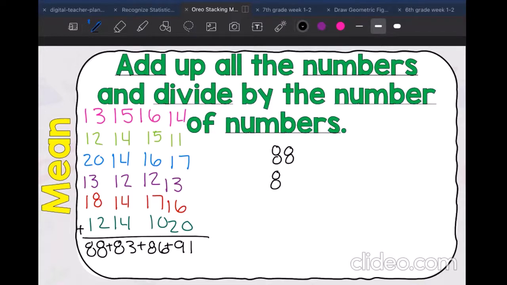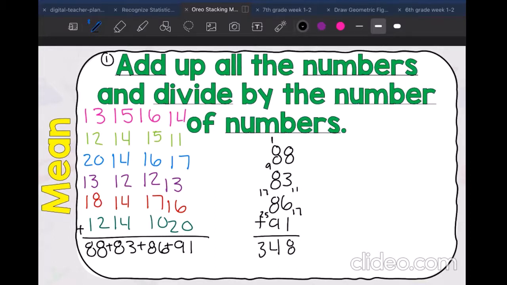88, 83, 86, and 91. What is 8 plus 3? 11. What's 11 plus 6? 17. What's 17 plus 1? 18. So I'm going to put this one over here. What's 1 plus 8? Okay, so 9 plus 8. 17 plus 8. 25. All right, remember the trick to do this: do 25 plus 10, subtract 1. So 34.